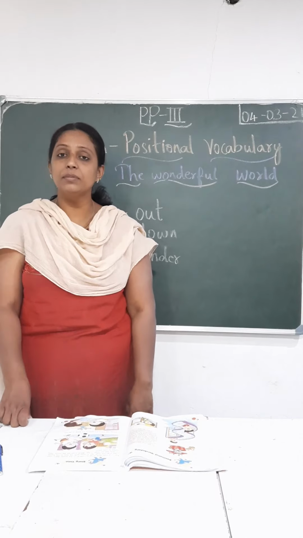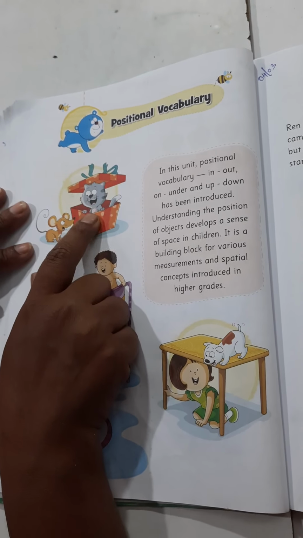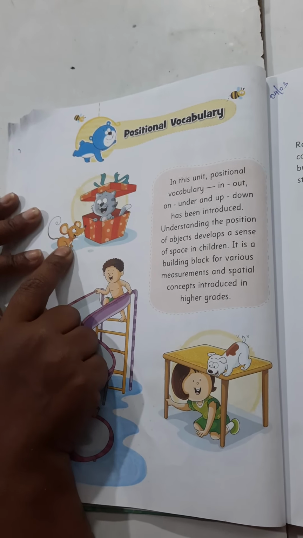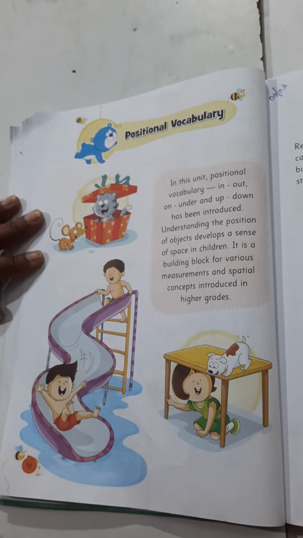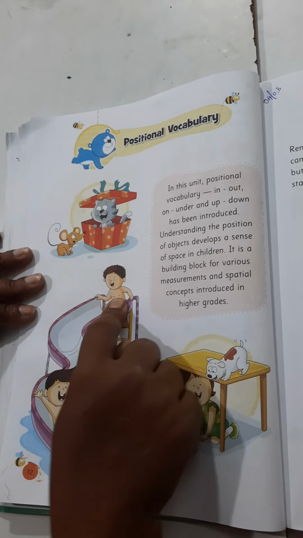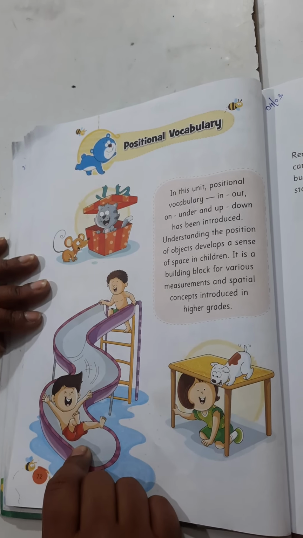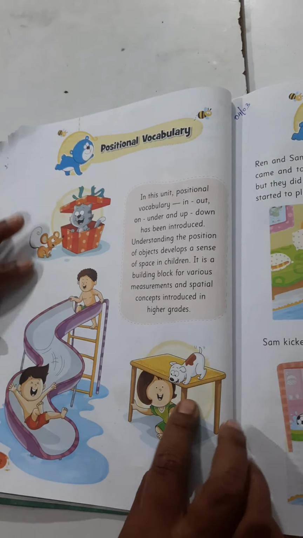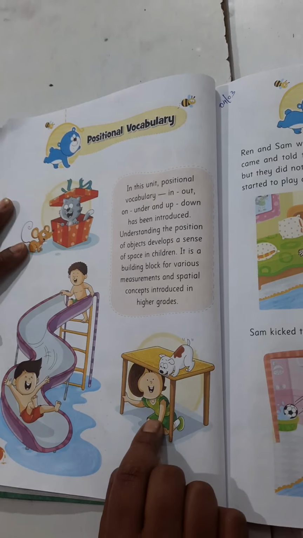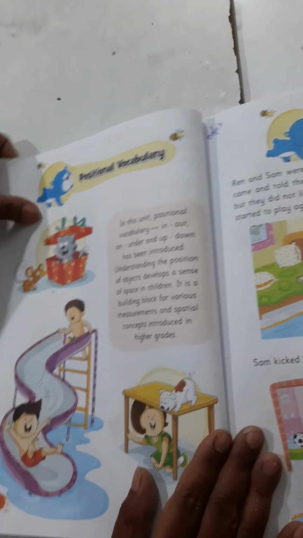So let's go to page number 72 right now. Here you can see a cat which is in the box and the mouse is outside the box, out of the box. Now this boy is up on the slide and this boy is down on the slide. Here there is a puppy on the table and a girl under the table. So let's understand this through a story time.